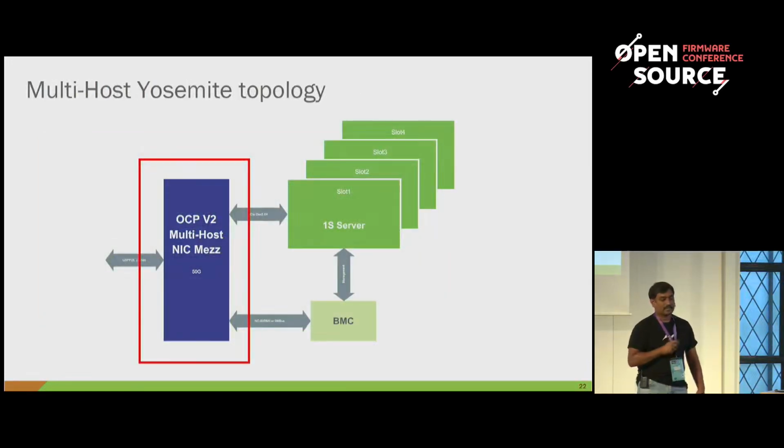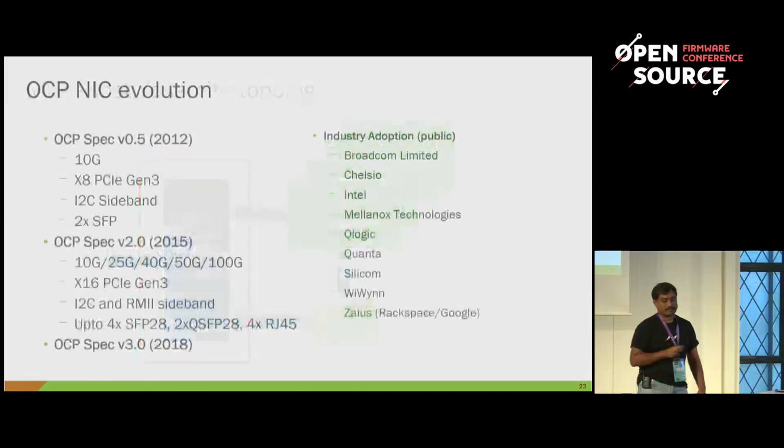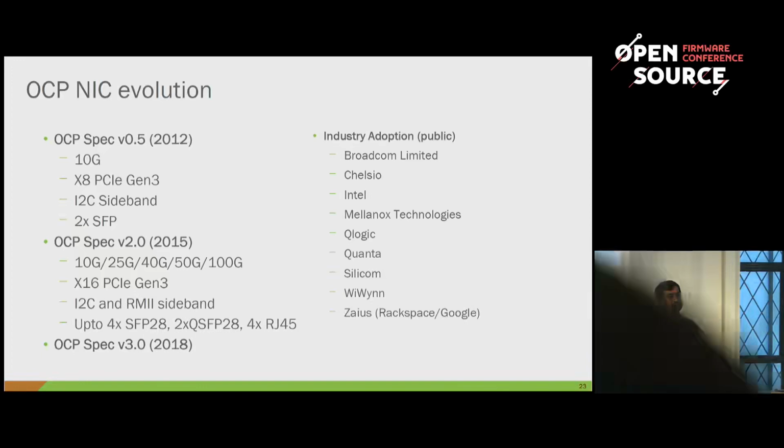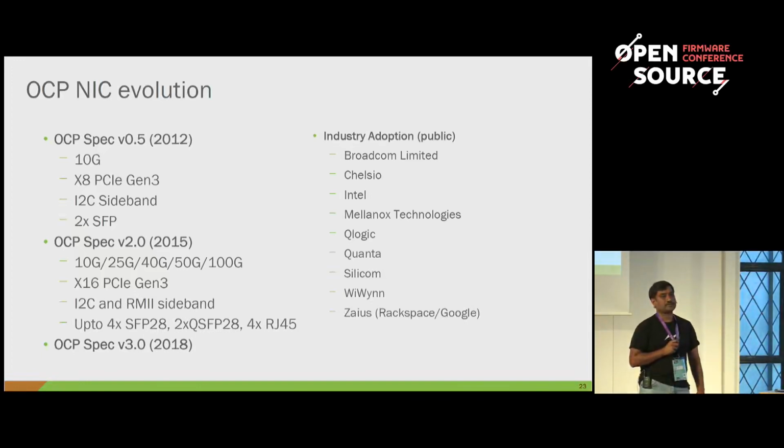This is the same picture that I have shown before, but highlighting the OCP v2 multi-host NIC mezzanine card. It has evolved a little bit over the last few years. Version 1 used to support 10 gig, and had I2C as a sideband for the BMC. It's capped at a 100 kbps link for the network connectivity for the BMC. But in the 2.0 spec, I think we have bumped up to 100 gig support for the host. And for the BMC, it goes up to 100 meg, because now we support NC-SI over RMII signals.